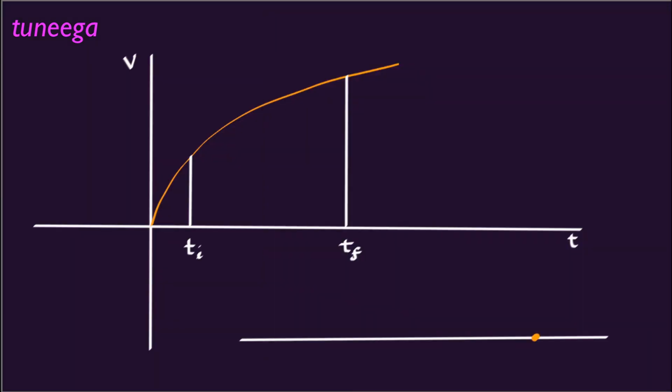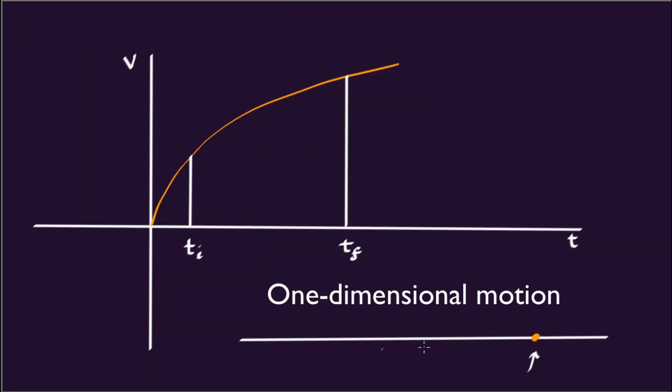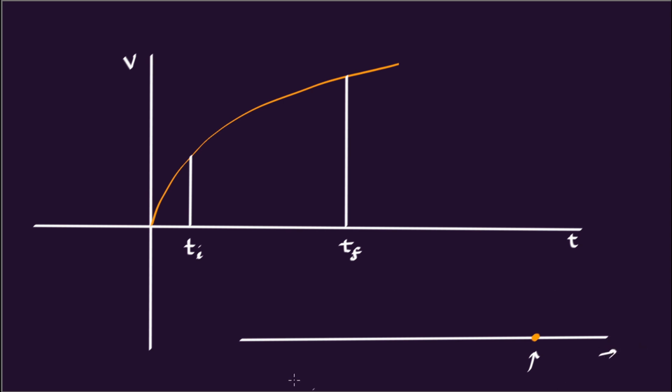Hi folks, a particle represented by this yellow dot is free to move on a horizontal straight line. We are going to take the rightward direction as positive and the leftward direction as negative. So a positive velocity means the particle is moving to the right, and when it's moving to the left, the velocity is negative. The velocity versus time graph is given.